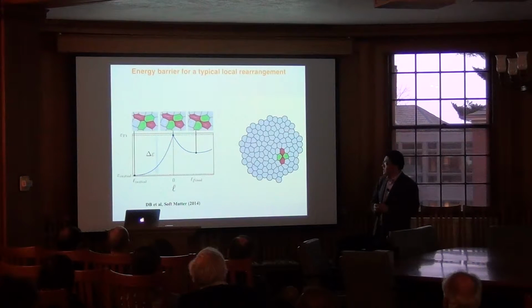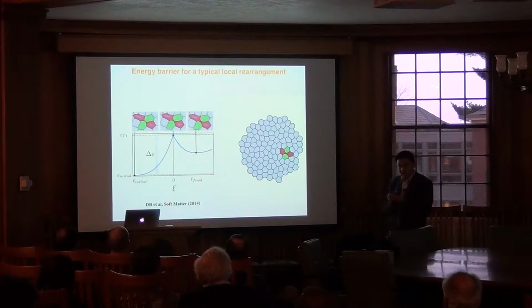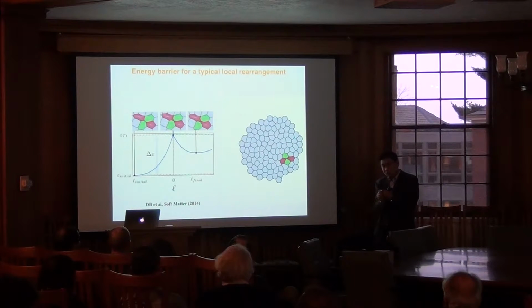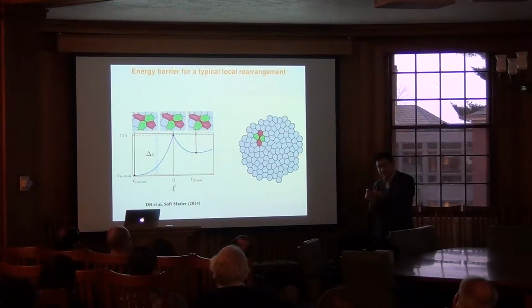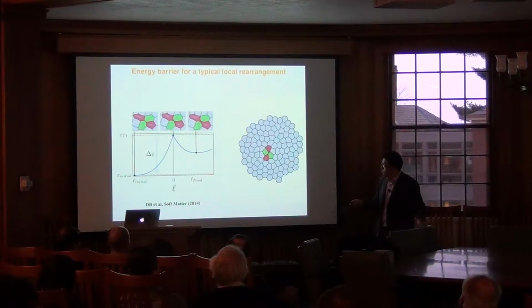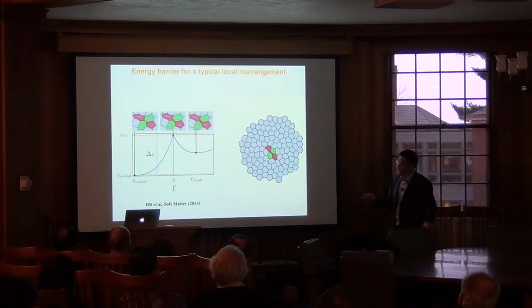So what I do is I induce these T1 transitions by hand, and I measure quasi-statically, meaning that at every step of making this T1 transition, I minimize the energy functional and calculate what the energy is as a function of doing this T1 transition. And typically this is what an energy trace as a function of this path looks like.